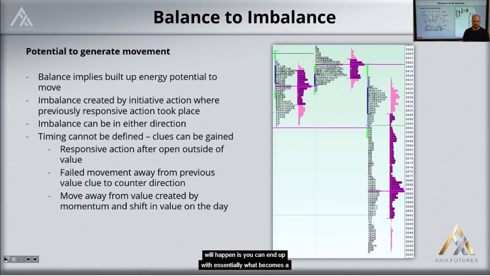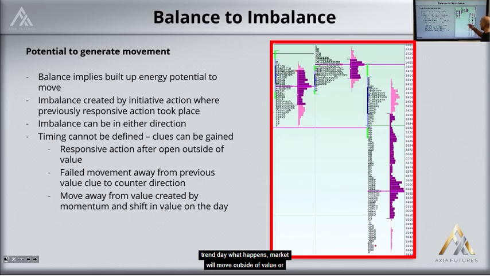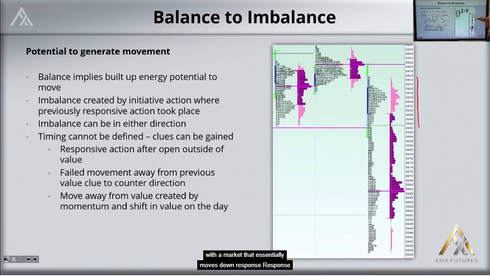And what will happen is you can end up with essentially what becomes a trend day. What happens? The market will move outside of value. It will move outside of previous range. And you will then get responsive trade. The market will move and bounce back a bit. Now, when this bounce back is met by equal responsive trade and a continuation of initiative, the market will continue to move. This is where the imbalance comes from. So you'll end up with a market that essentially moves down, response, response, initiative, response, response, initiative, response, response, initiative. And this is the imbalancing of a market.